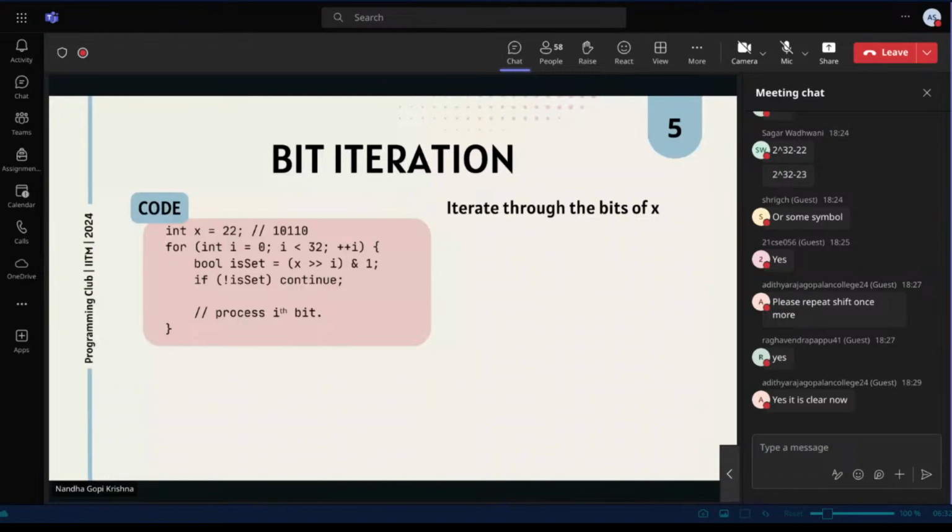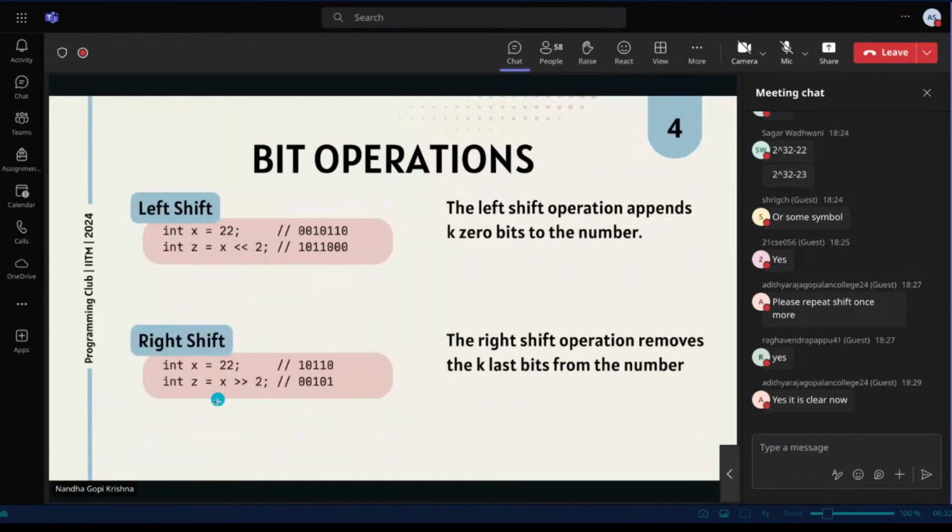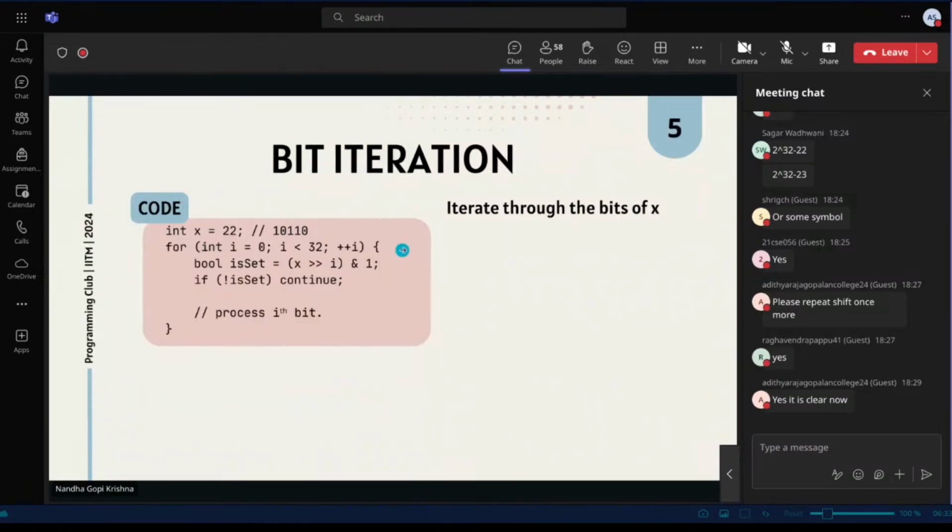And we can continue going through this loop. When i is 2, we move the number twice to the right. So now the last bit is this bit of 101, this bit. We can AND it with 1 and check if that bit was set, and so on and so forth. So this is how we iterate through an integer and check which bits are set. Is this clear?